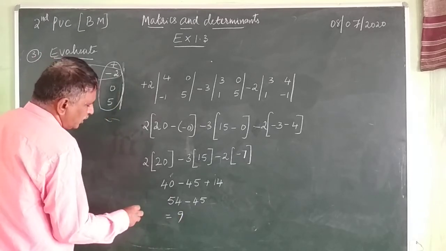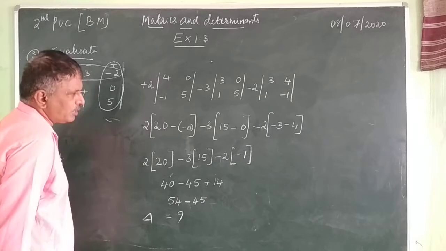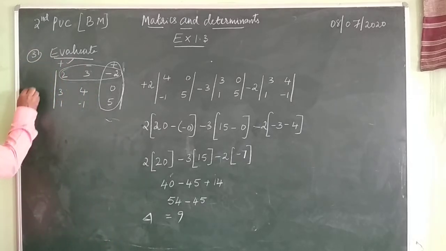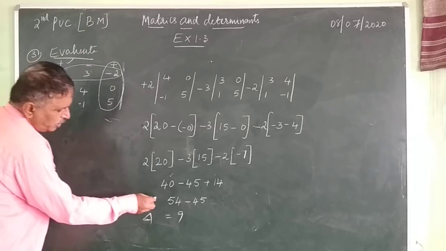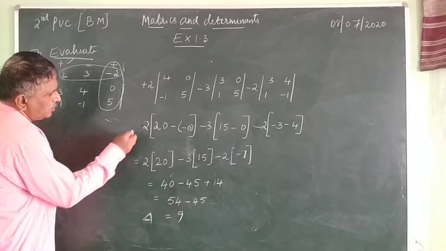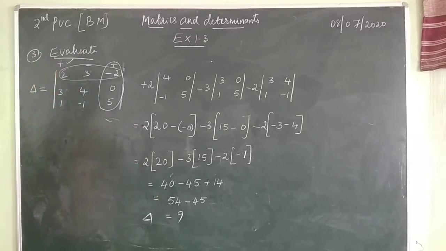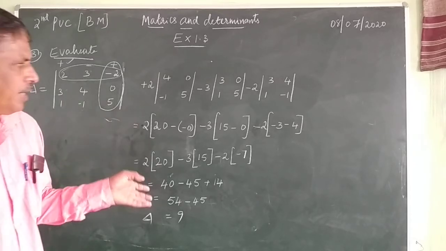It can be given by the symbol delta. Yes, this is how we need to solve the problem. Please note down. This is how we need to solve the third order determinant.